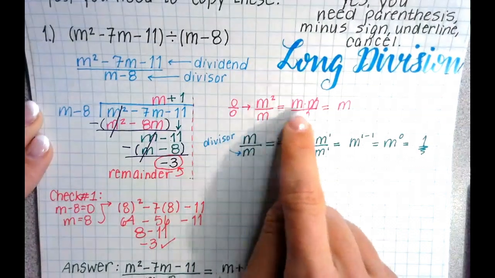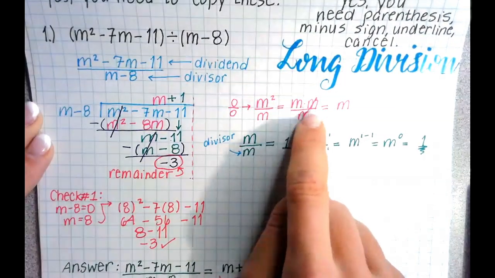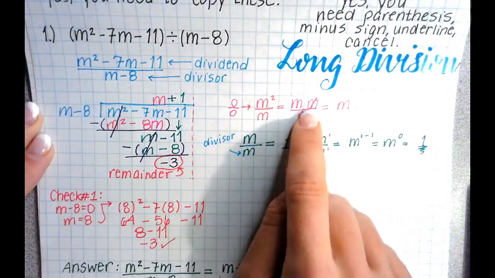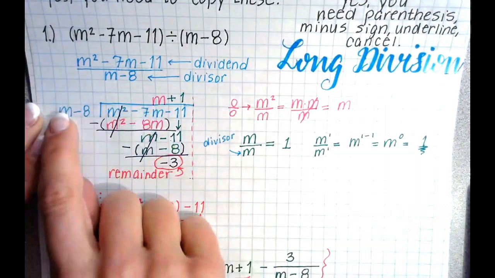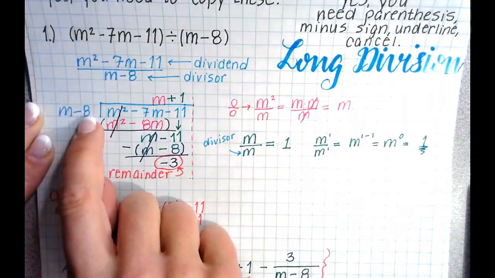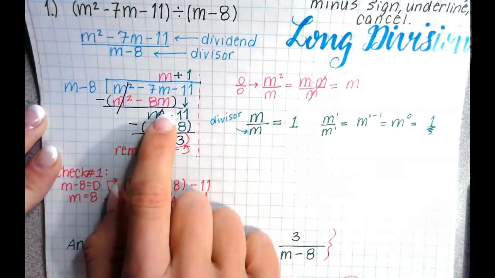M squared divided by M. Well, M squared is M times M. Anything over itself is 1. We reduce. We get M. That M goes right there. You take that top number, or expression, and you multiply it by the divisor. That's where I got m squared minus 8m.